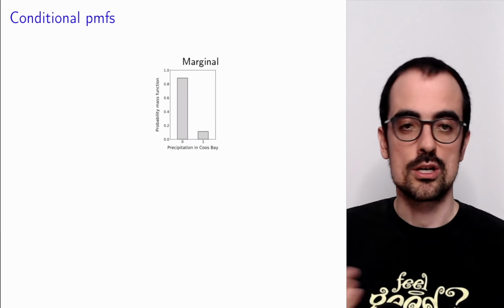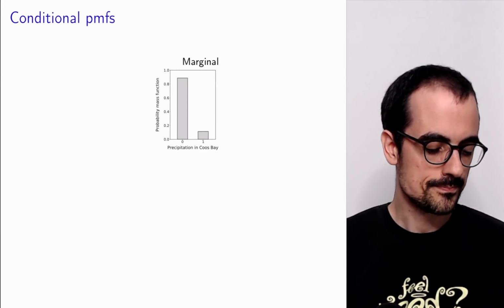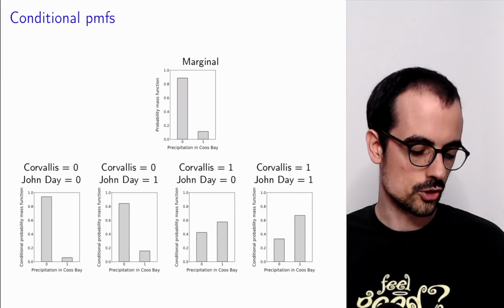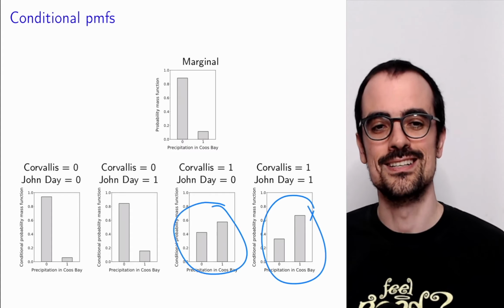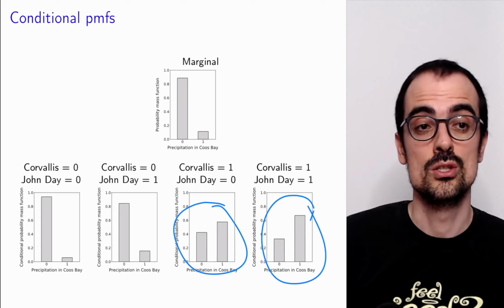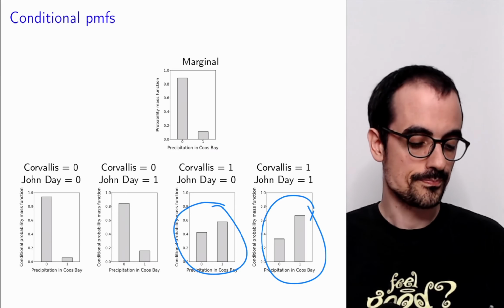Okay, now we're going to compare the marginal that we have to the different conditionals, and they change actually quite a lot. So if it's raining in the other stations, it's much more likely to rain in Coos Bay.